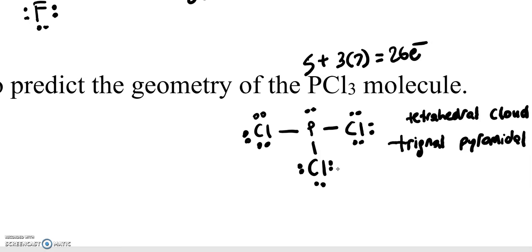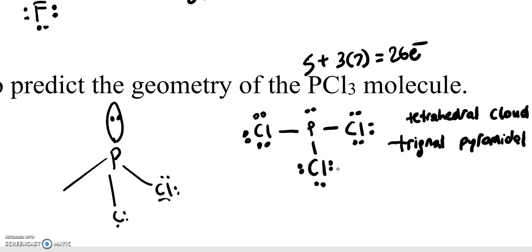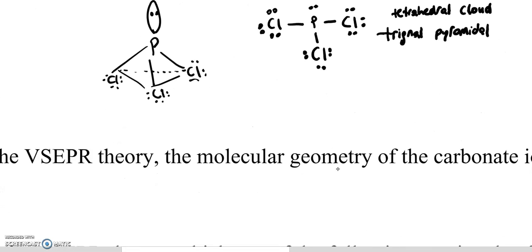If you want to draw the phosphorus, you're going to have a lone pair on the top, with chlorine here, and chlorine here. This is how it's going to look. So you basically have a pyramid, and this electron lone pair is on the top of the pyramid, which we don't see. So we just see the pyramid here. That's why it's trigonal pyramidal.